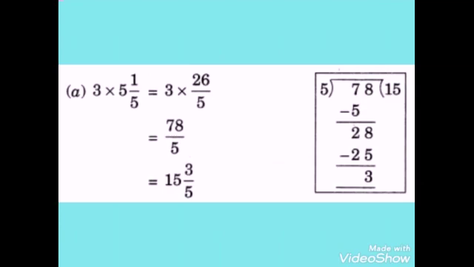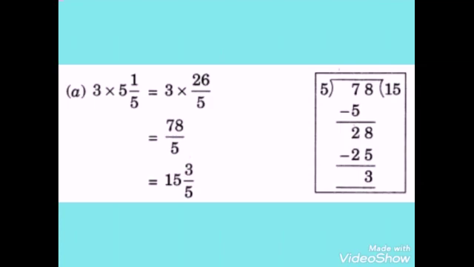A subdivision: 3 into 5 1 by 5. So one whole number should be multiplied with a fraction. Since the fraction is a mixed fraction, we can't multiply directly, so we have to convert the mixed fraction into an improper fraction. Here the mixed fraction is 5 1 by 5, which is equal to 5 into 5 plus 1, whole divided by 5. That is 25 plus 1 by 5. That is 26 by 5.